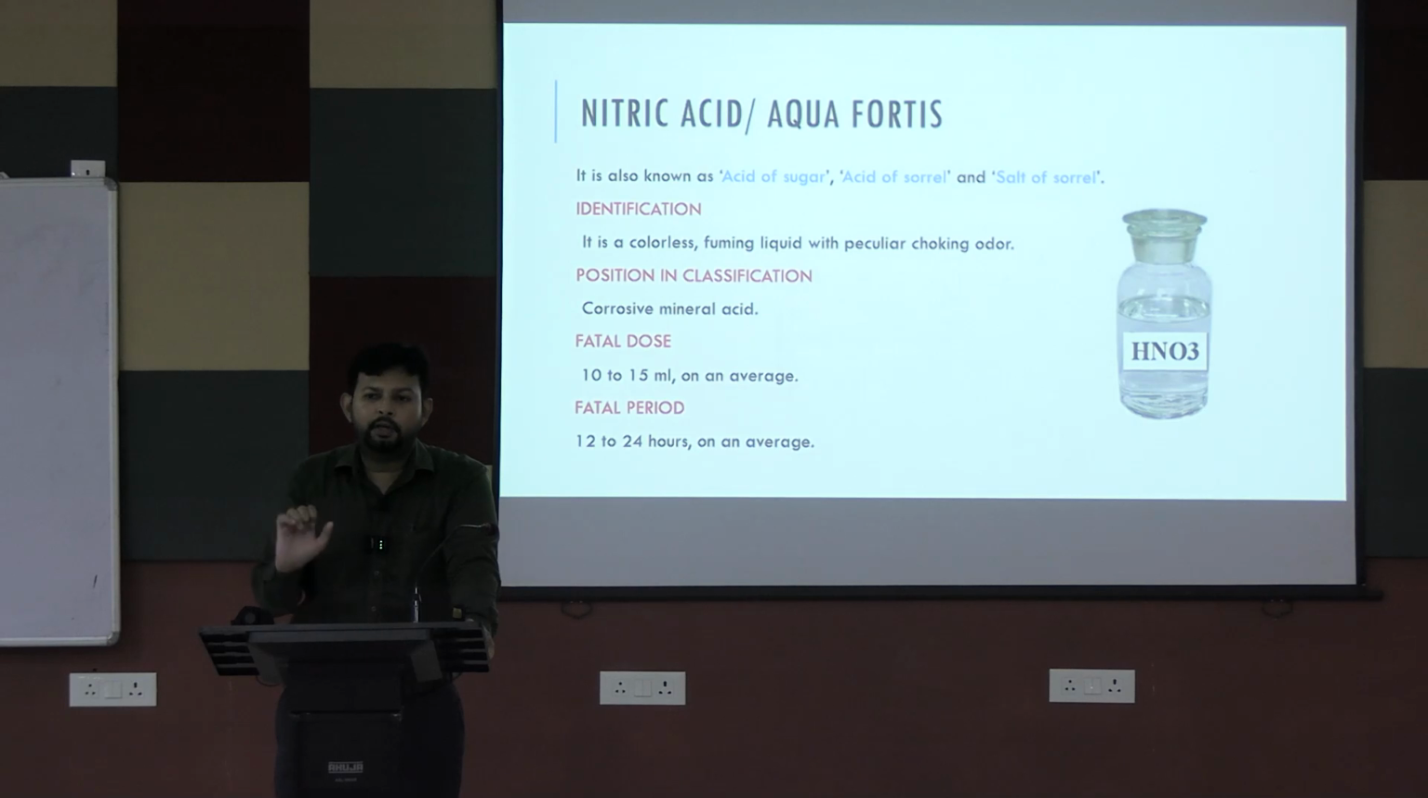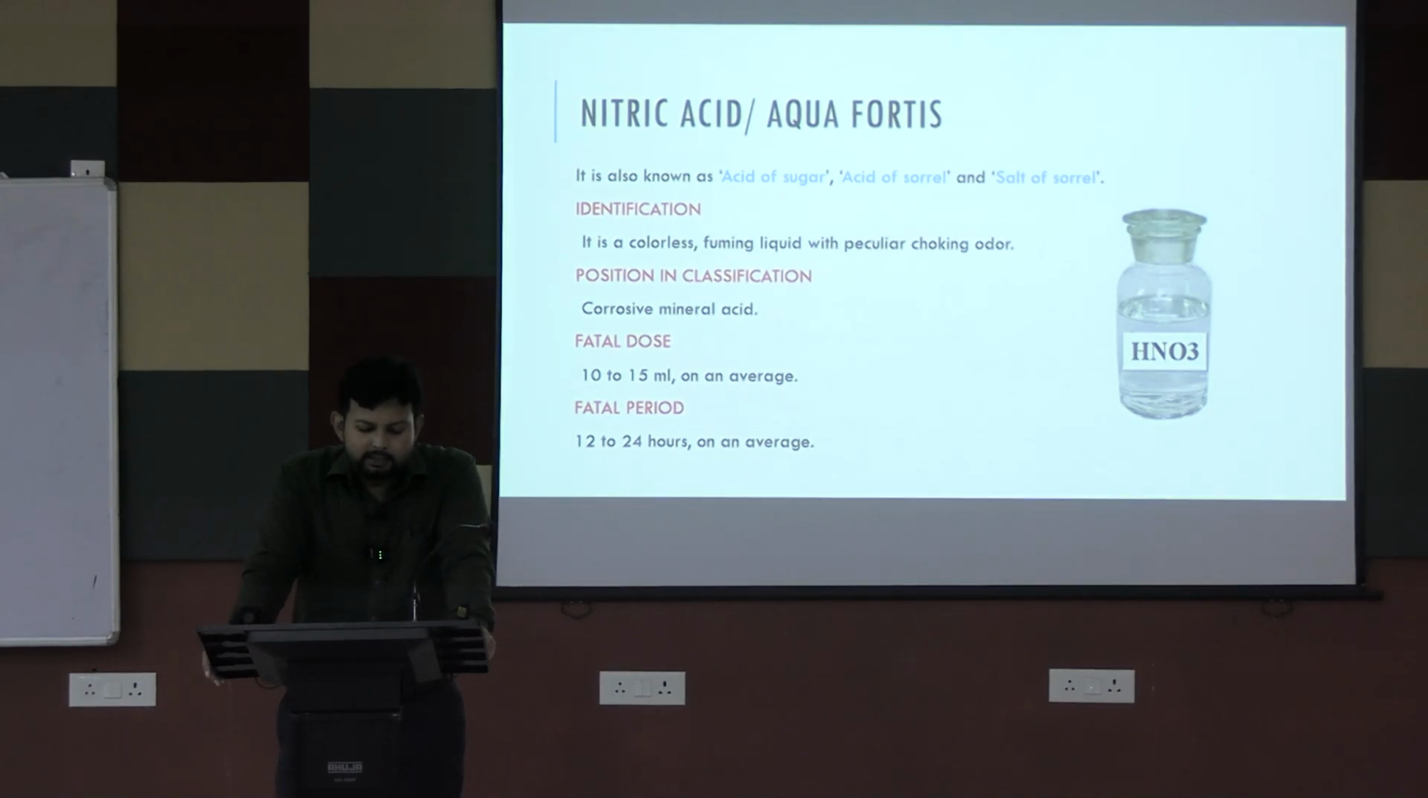There is no need to say salt of sorrel. In oxalic acid I will state what sorrel is. Sorrel is nothing but a plant genus. Oxalic acid was discovered from the plants of the genus Oxalis, oxalic acid was obtained from this plant species. So that is sorrel. Fine. Now coming to nitric acid, first we will write the identification.